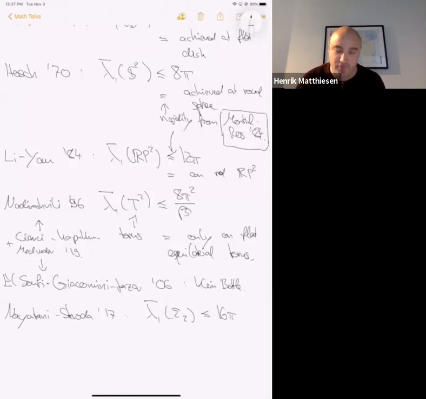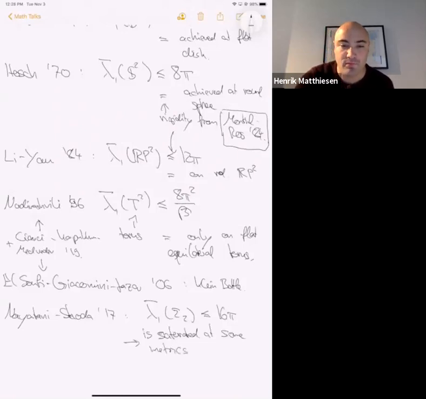So the thing they actually proved is that this is achieved, is saturated, at some metrics. Okay, so this is their actual theorem.